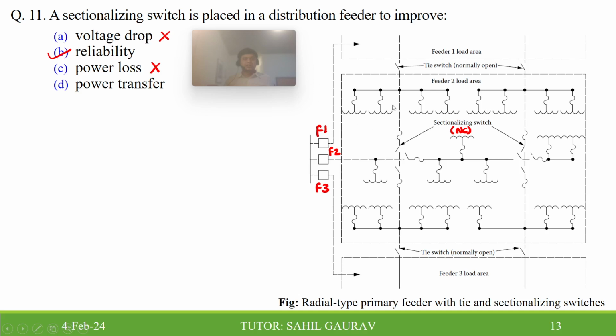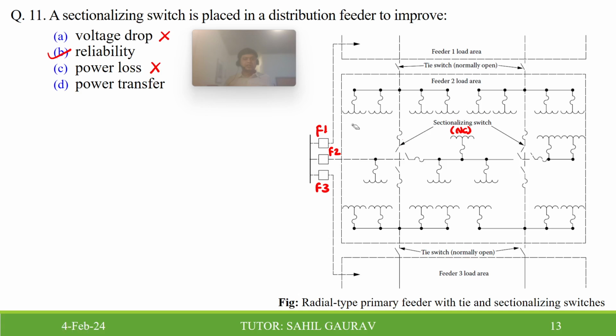Now we can see that different feeders are connected through this tie line switch. All the others are sectionalizing switches. First I want to cover this section. This is a sectionalizing switch. This is a sectionalizing switch. This is a sectionalizing switch. So in a particular feeder, feeder number 2, in a particular feeder area, all are sectionalizing switches. No tie line switches. Tie line switches are used to connect the different sections.